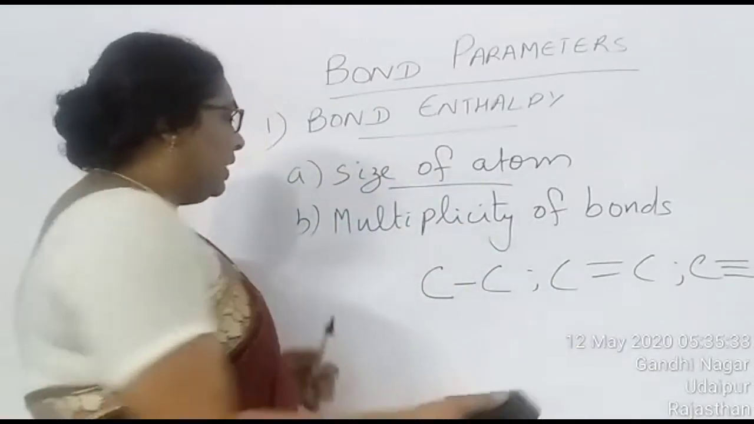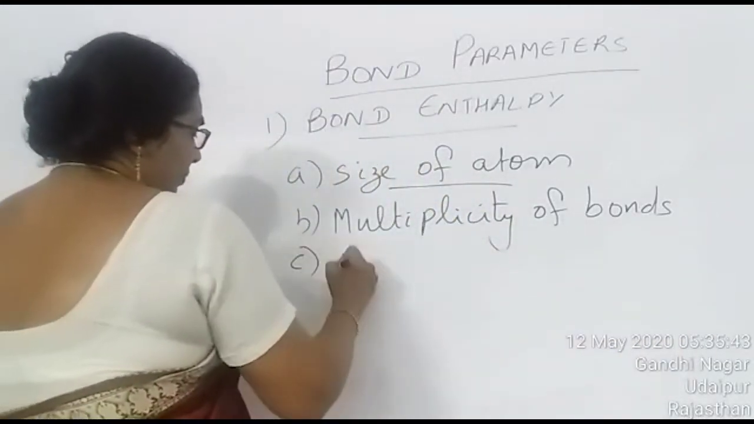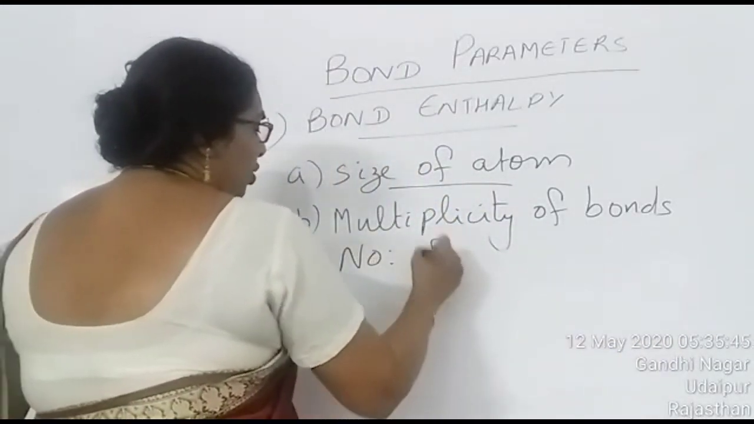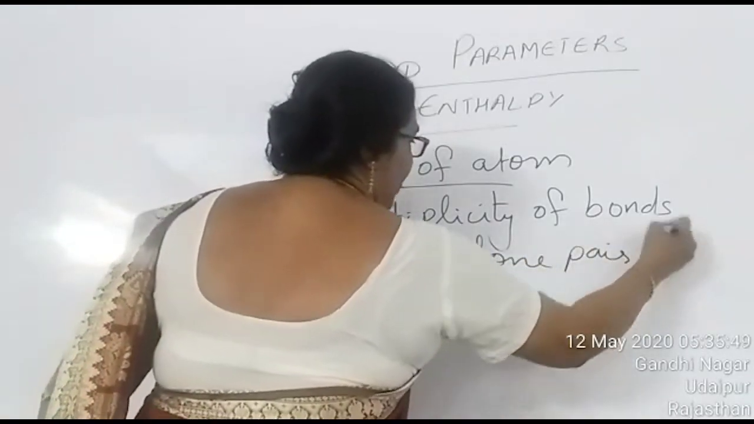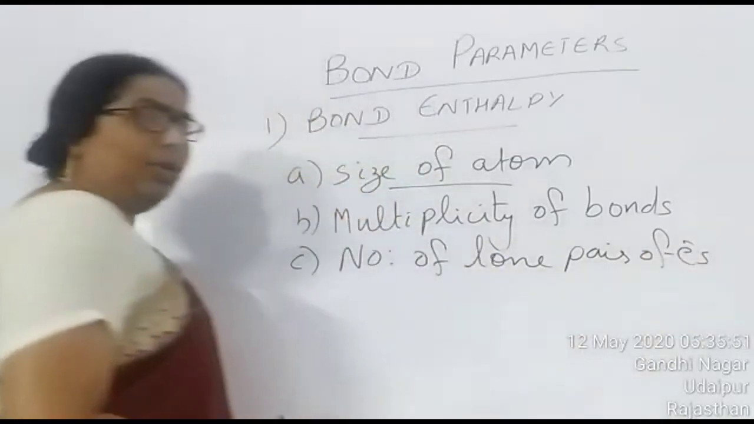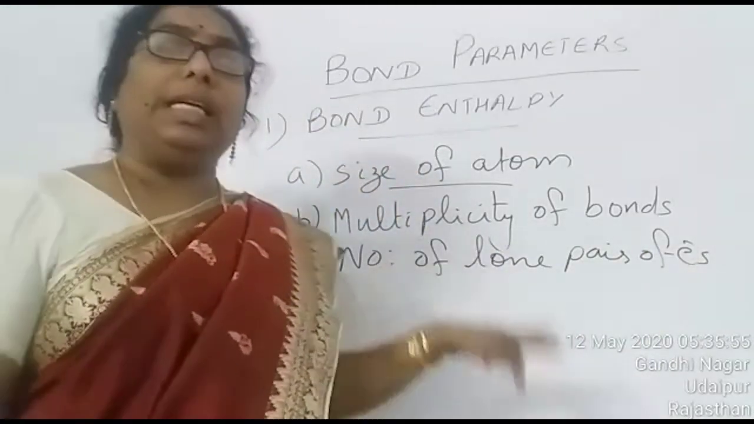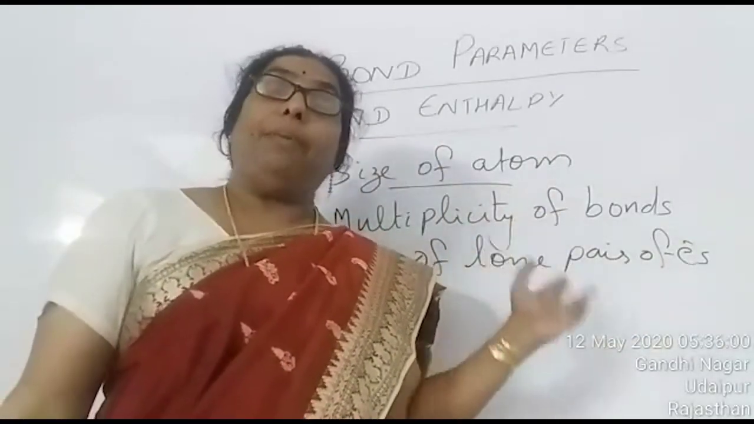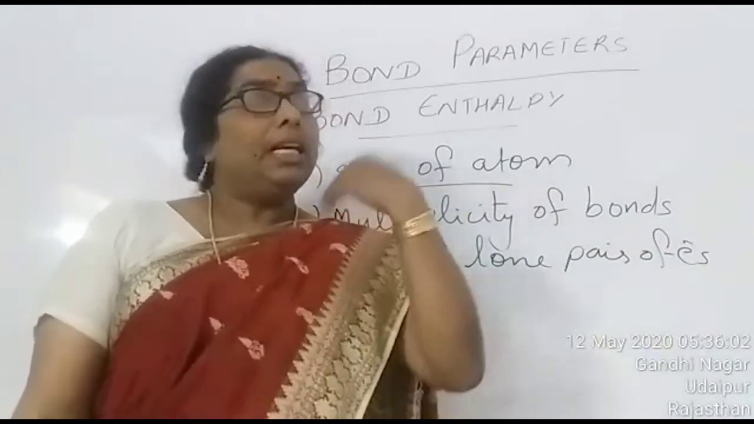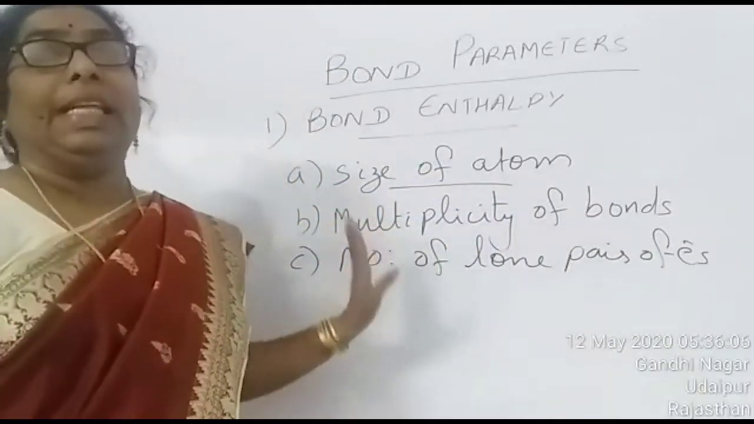Now the third factor, let us consider the number of lone pairs of electrons. Bond enthalpy also depends on the number of lone pairs of electrons. About those, children, yesterday also we have studied. You know that as the number of lone pairs of electrons increases, the repulsive interaction increases. Repulsive interaction increases means it is easy to break the bond. So obviously bond enthalpy decreases.